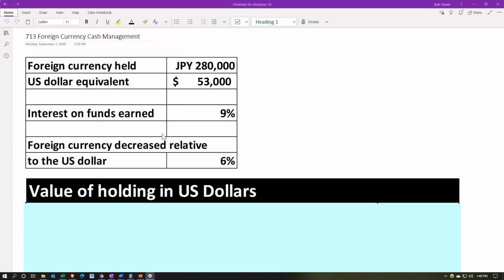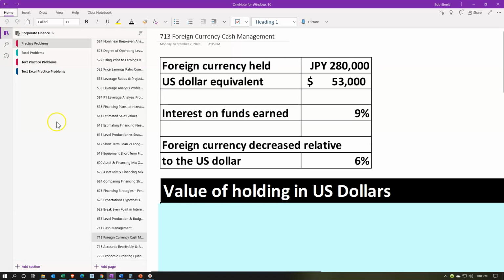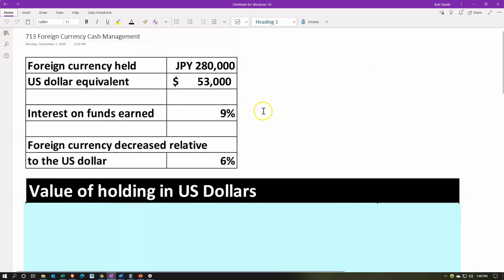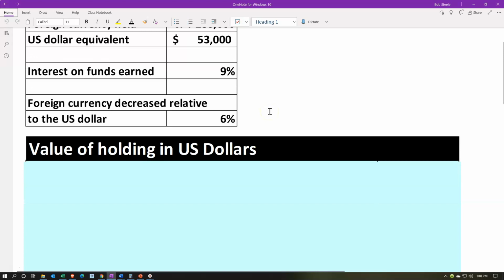Here we are in OneNote. If you would like to follow along in OneNote, you're not required to do so, but if you have access to it and would like to, we are in the 713 Foreign Currency Cash Management tab in the Practice Problems section. Closing this back out, we're going to have our information up top. We'll be working through the practice problem with that information.